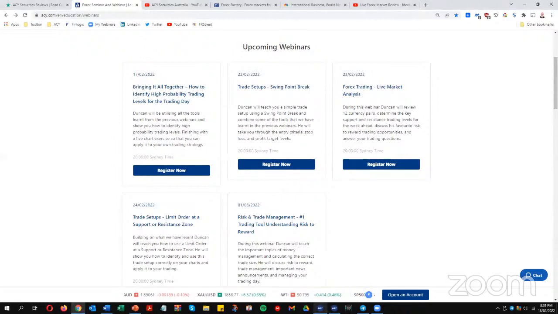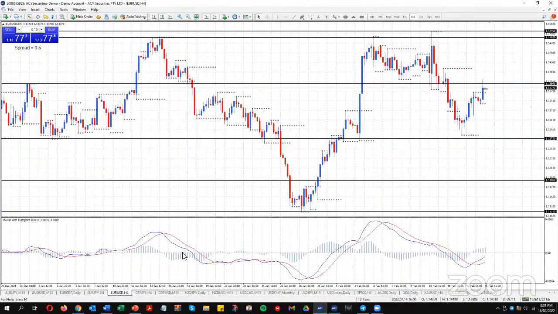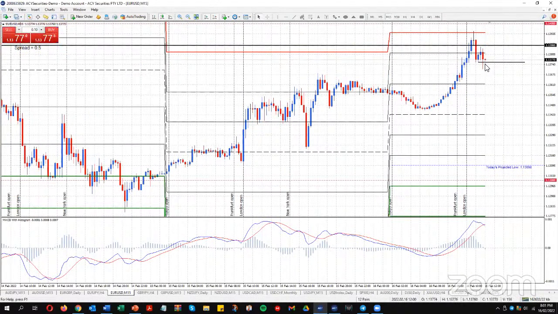I just wanted to go back, before I finish, to see what that euro dollar is doing, how it's performing at that swing point break. All right, it's just making its mind up at the moment. Does it want to move down through that swing point? So you can monitor that.